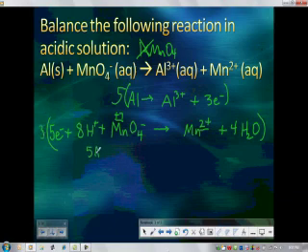All right, 5 aluminums makes 5 aluminum ions, 3 plus, and 15 electrons.